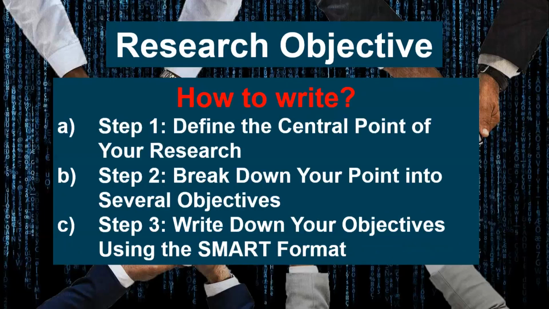Okay, how to write a research objective? Step 1, you need to define the central point of your research. Wireless sensor network and what, for example, go specific, narrow down. Break down your point into several objectives. And then after that, write down your objective using the SMART format. What is the SMART format?